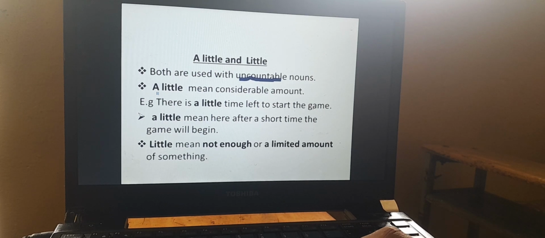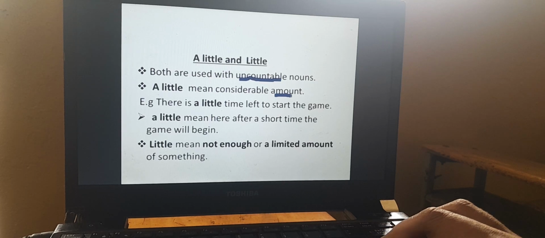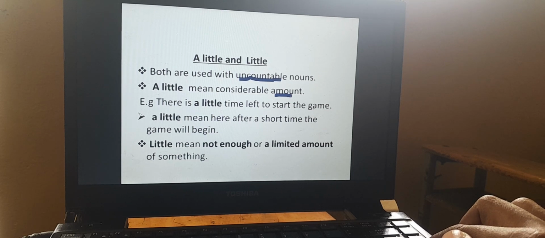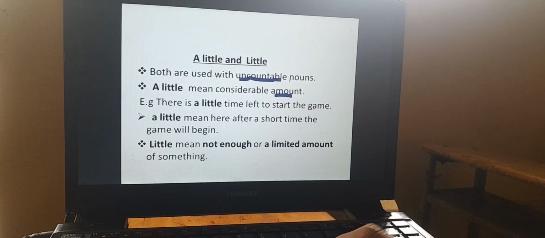For example, how are we going to use a little? A little means a considerable amount. A little means there is a considerable amount in the container. It may be the container of water, it may be the container of sugar, it may be the container of milk, and so on. So within the container there is a considerable amount of something.